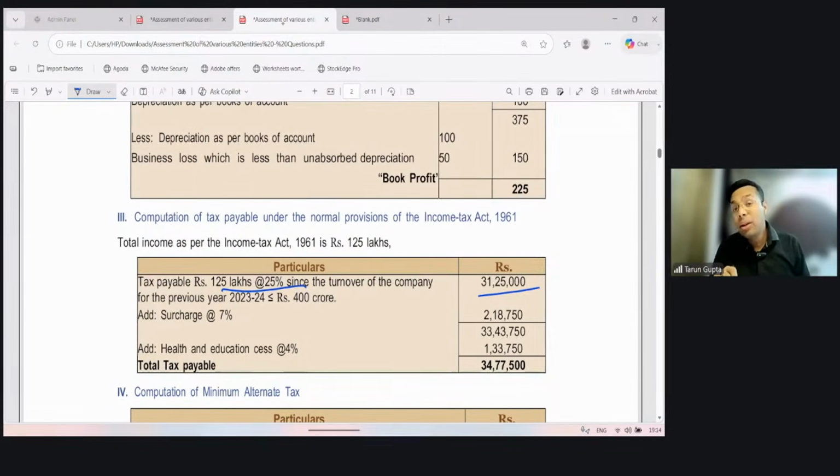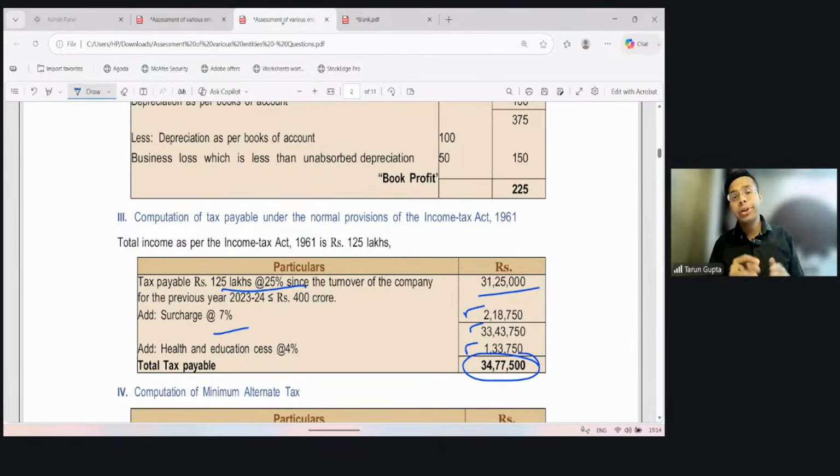Since the income exceeds 1 crore, 125 lakh, there's a surcharge of 7%. It comes to 33 lakh 43,750. Add cess of 4%, the tax payable under normal provisions comes to 34 lakh 77,500. Clear? So this was the computation as per the normal provisions without MAT.